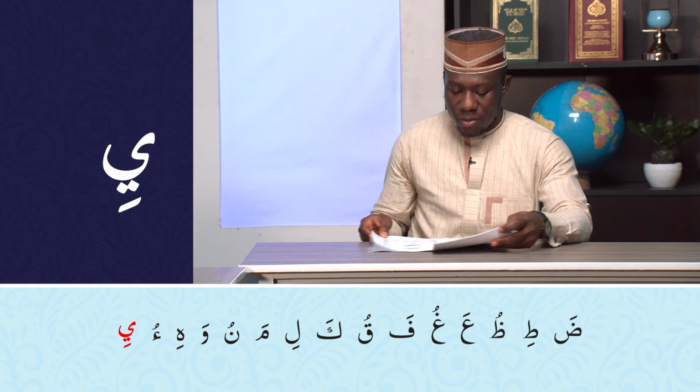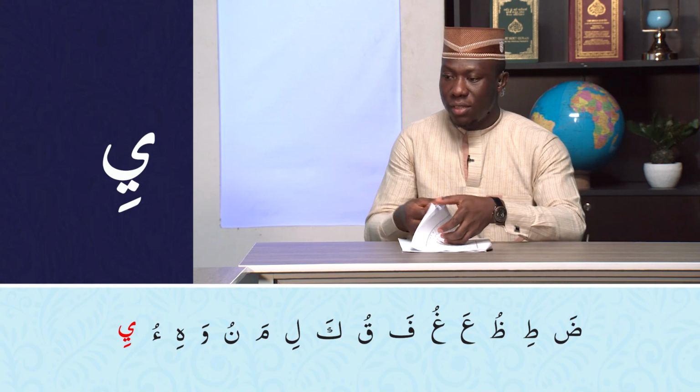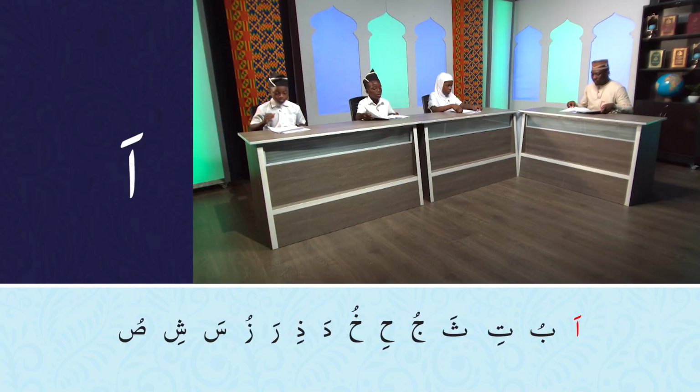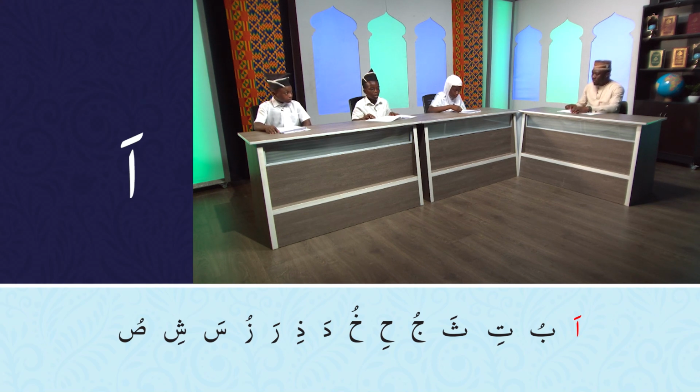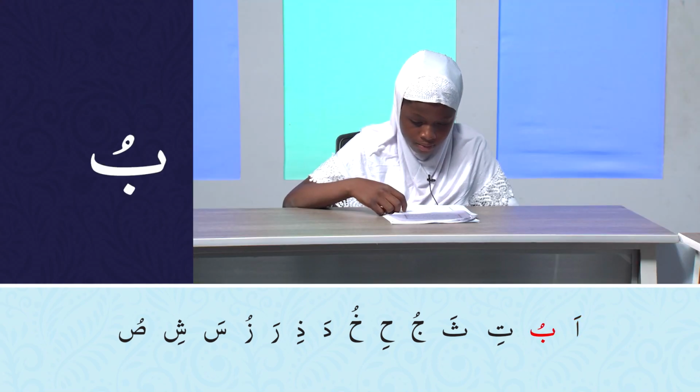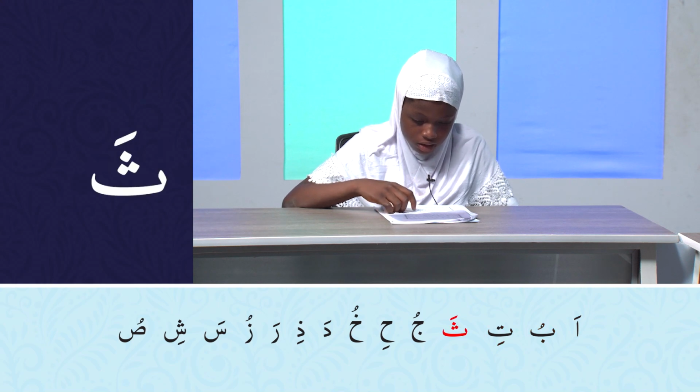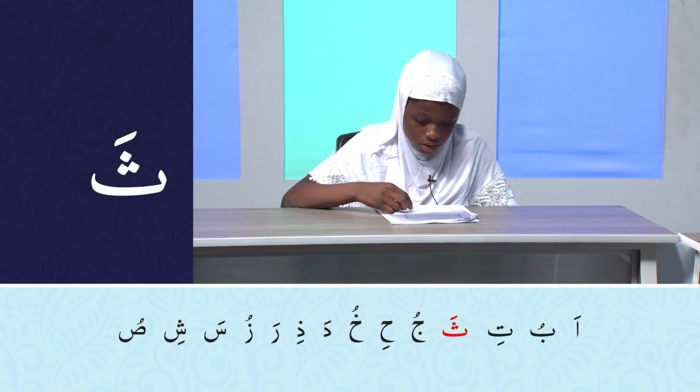Mashallah. Let us go back to page 23. And this time around, let's start from Amatul Rahim. Go to the beginning and read. A. Bu, ti, si, ju. That's very well. The third, the fourth letter there.